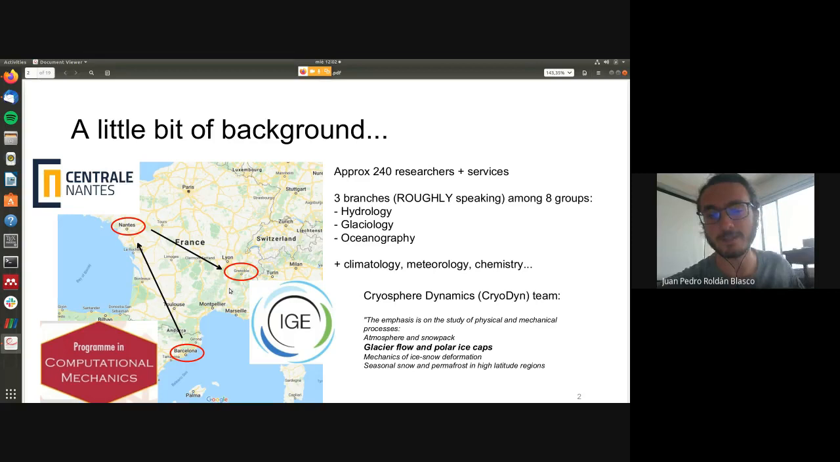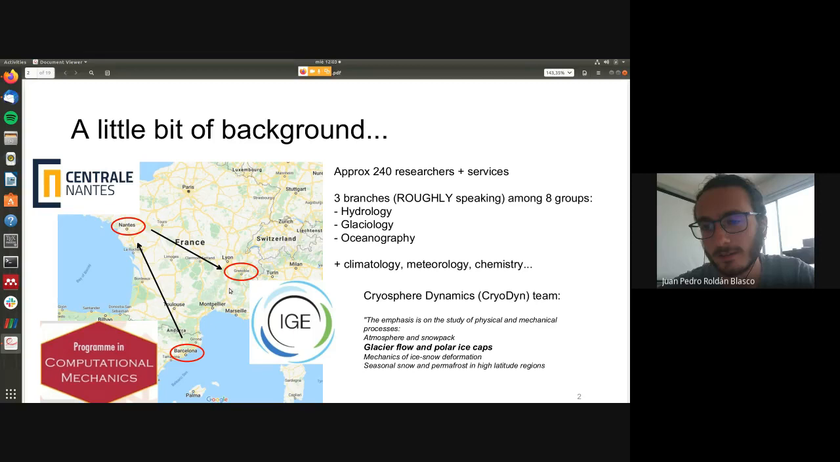In IGE, we are a lab of geoscience, so roughly speaking we have three main branches. In the end, it's a mix of the lab of hydrology and oceanography with the former lab of glaciology. They got together 2 or 3 years ago, and right now we are about 240 researchers, more or less, plus also services. You find here people who do a lot of modeling about climatology, meteorology. There are also many labs of chemistry, etc. And I'm going to focus, of course, on the work that we do on glacier dynamics.